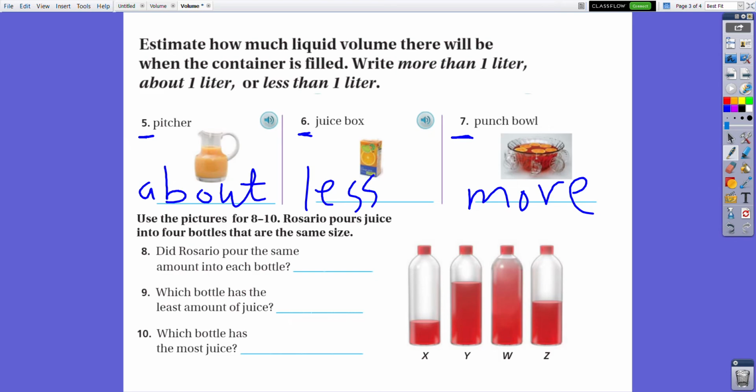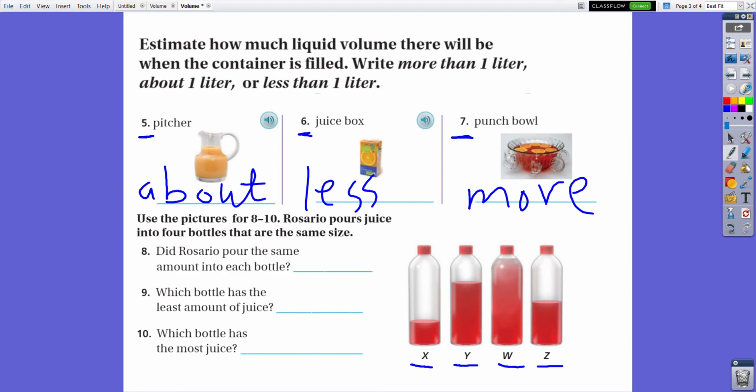Look at the next question. Use the pictures for 8 to 10. Okay, so we're going to use this picture in front of you for answering questions 8, 9, and 10. Rosario pours juice into 4 bottles that are the same size. Okay, look at this picture, X, Y, W, and Z. We have 4 bottles here. All of them have the same size.